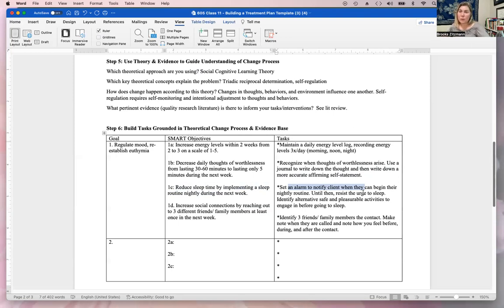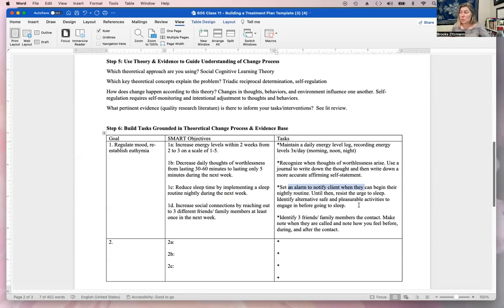So maybe they want to be asleep around 10 o'clock at night. Fine. Have an alarm that goes off at 9:30 that says, okay, this is the time period when you can begin putting your pajamas on and brushing your teeth and getting ready to go to sleep. Before this alarm goes off, if you're tempted to go to sleep, we want you to be doing something else.